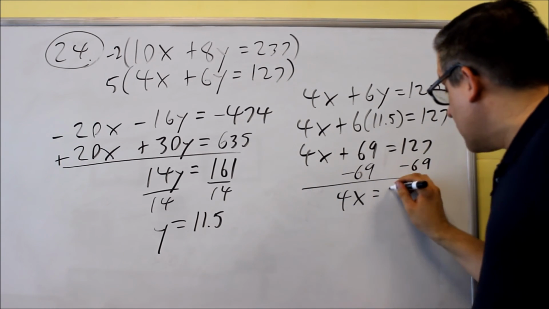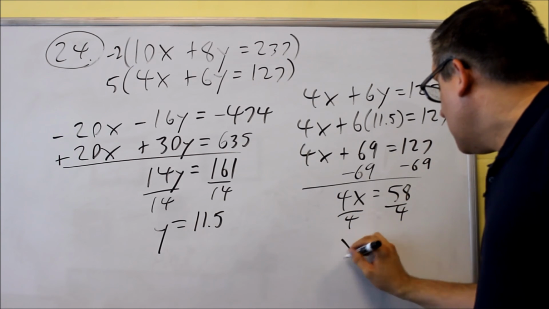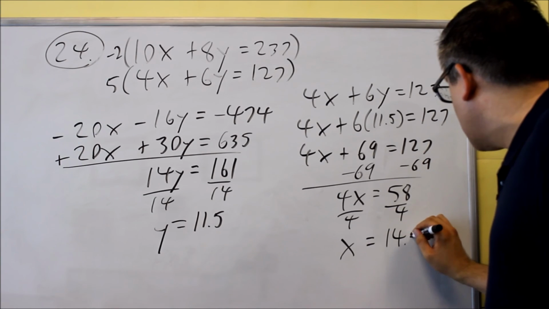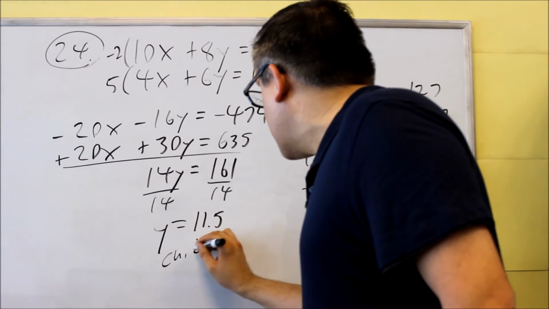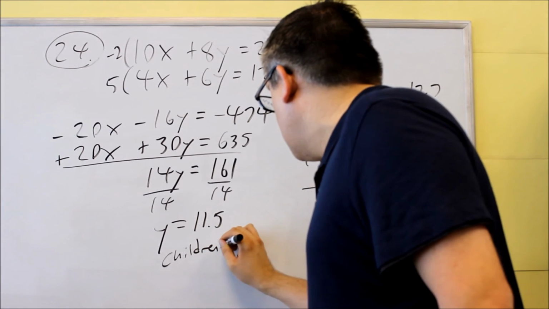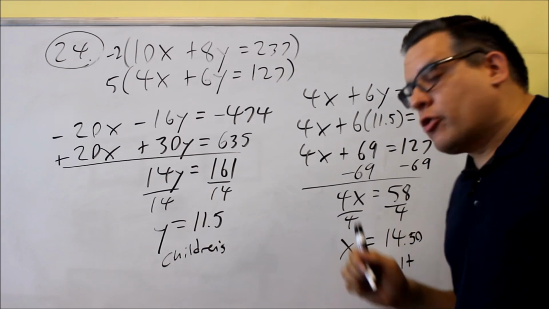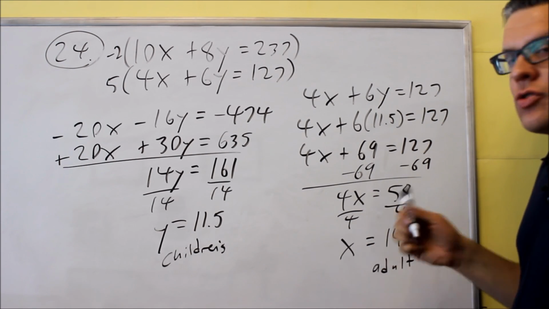And what I end up with is 58 right here. And then I can divide both sides by 4. By dividing both sides by 4, I get $14.50. So this right here is the price of the children's ticket, and this would be the price of the adult ticket, which makes sense, as the adult should be a higher price than the children's. So this would be your answer.